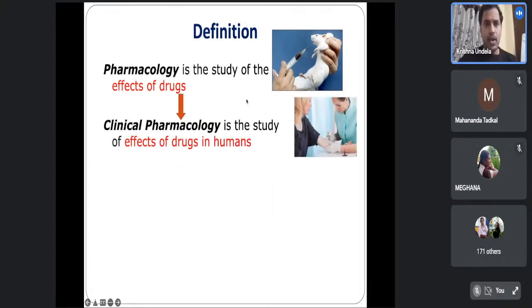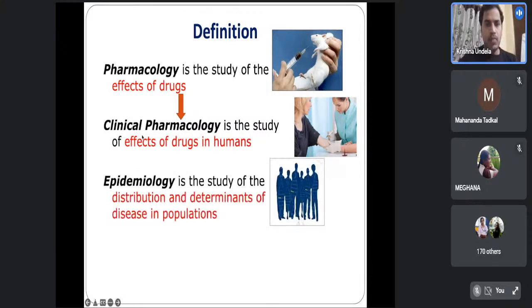And if you add clinical to pharmacology, that's what is called clinical pharmacology, a branch of pharmacology. Wherever you add the term clinical, it always describes human beings. Clinical pharmacology does the same thing as pharmacology, studying the effects of medications, but we study the effects of medications by using human beings. That's what is called clinical pharmacology.